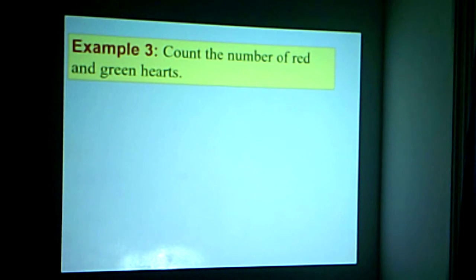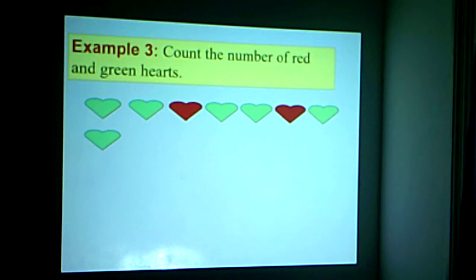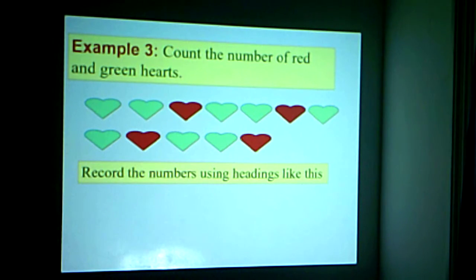Another example, example 3. Count the red and the green hearts as you go on. Record the number using the headings like red to green, the number of reds to the number of greens. 4 to 8, 4 red, 8 green. Did you get that? If you did, well done.